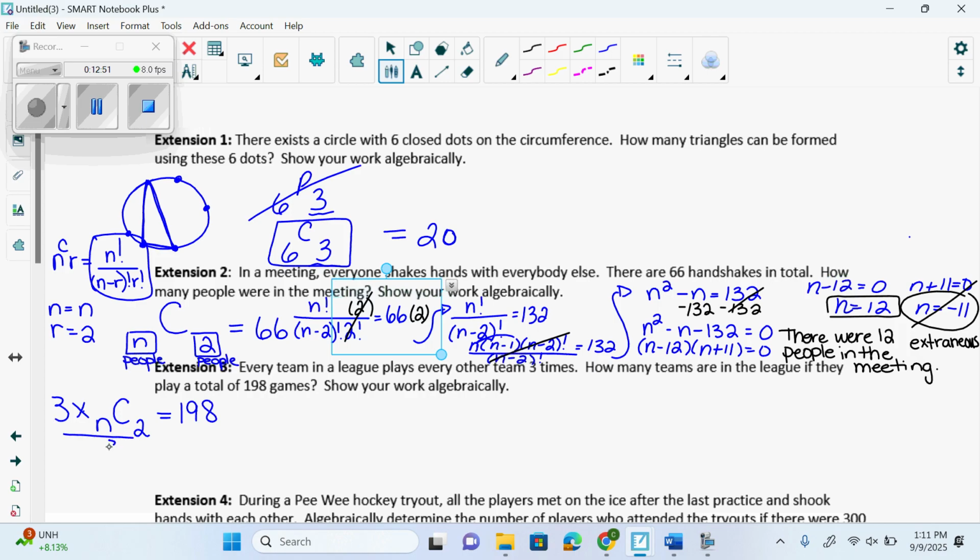So I'm going to divide that 3 over, and I get nC2 equals what? 66. Weird. It's the same as the last question. It's as if I wanted to save time. So at this point, we would do the exact same work to get the exact same answer. Yes? So I'm going to say, do not do this on a test. See above. That would not work out well on a test. See above. And then we could write our sentence.